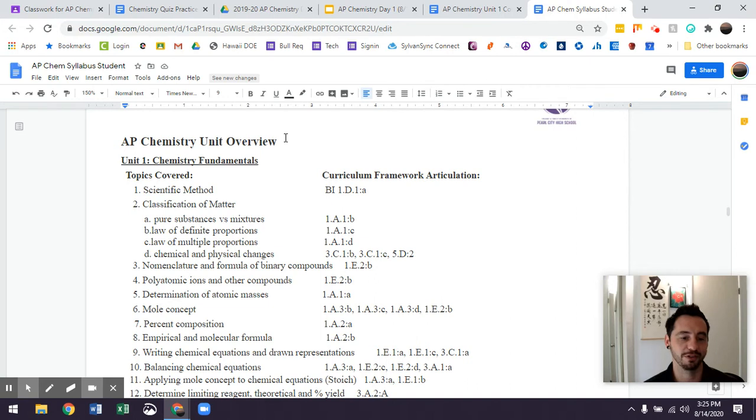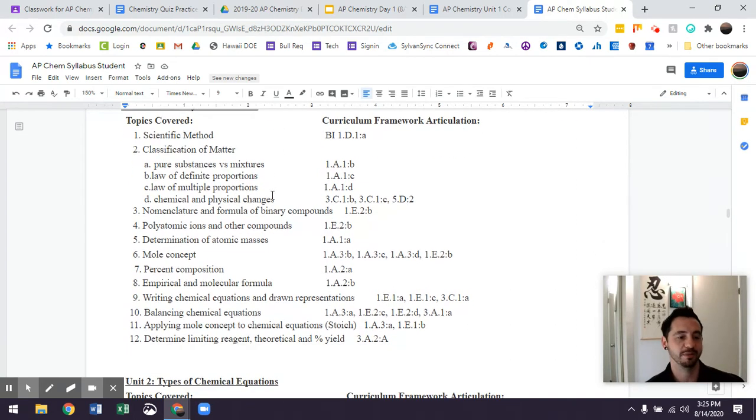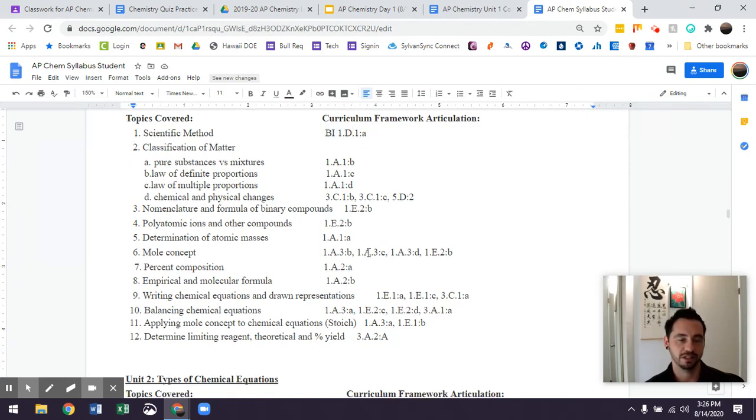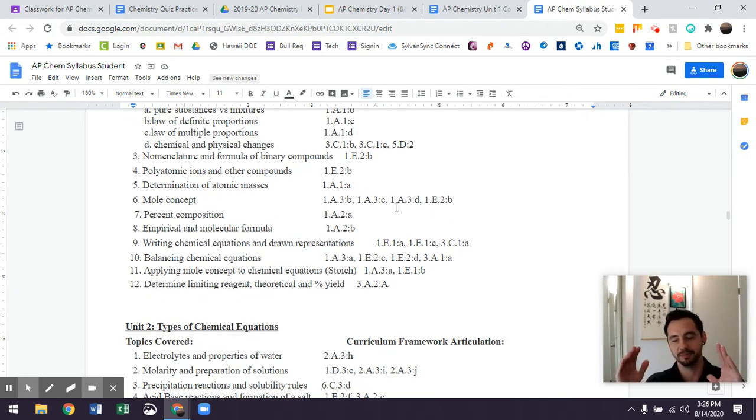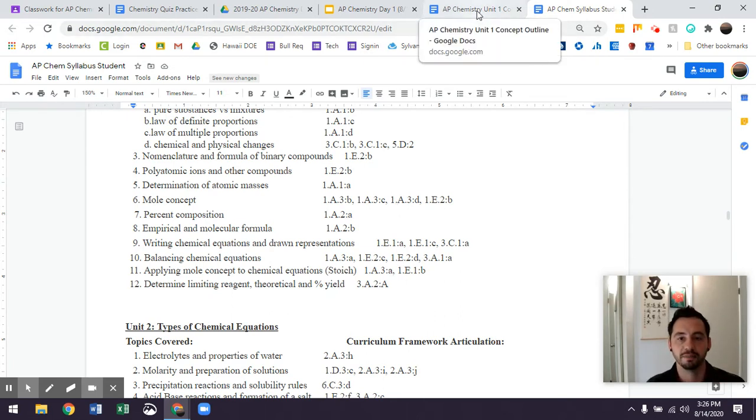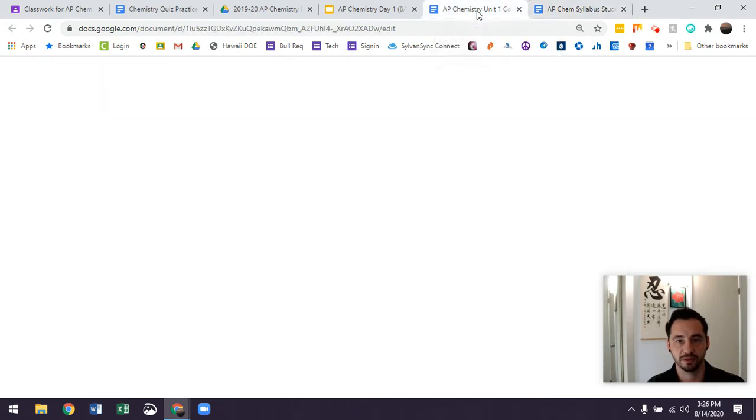These are the unit overviews. This probably doesn't help you too much. These numbers refer to the standards. If you look online, there's a whole booklet of the standards that are covered by the course, you can look at that if you want, but I break it down more in the concept outline. So that's what I'm going to show you next.